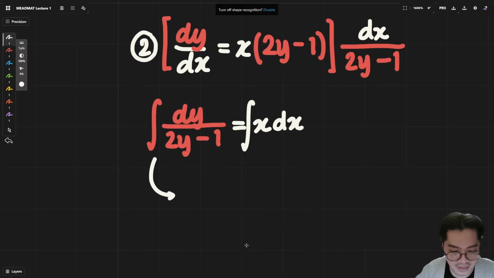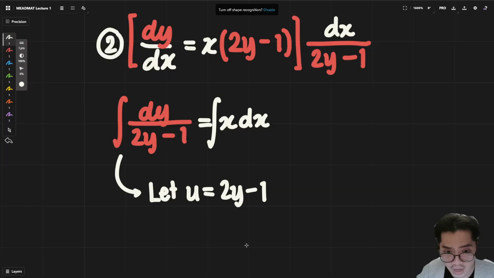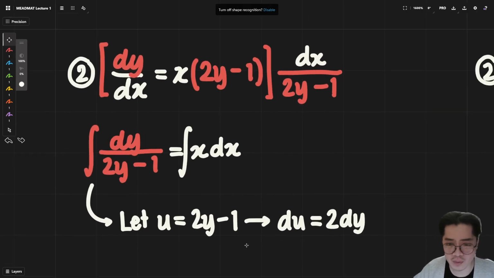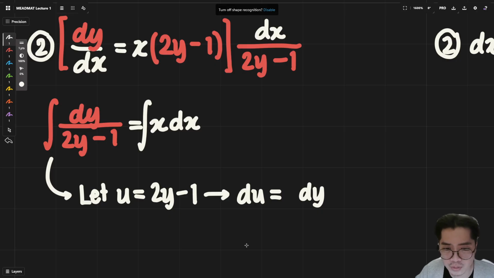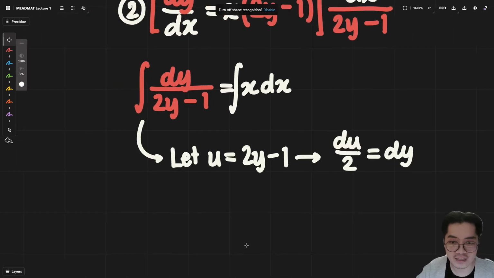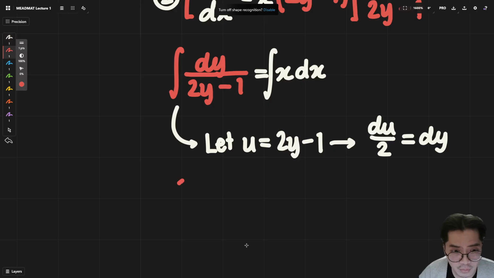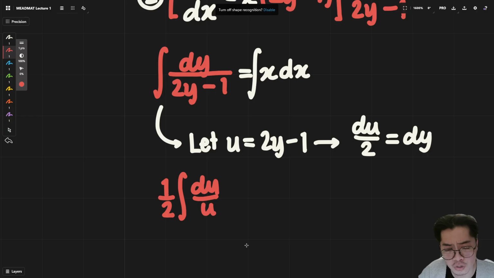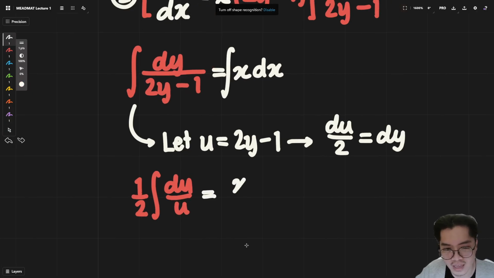If you guys do not see the way forward with this one, then you let your u be equal to your 2y minus 1. That is because your du is equal to 2 times dy. We have here a dy, so what we'll do is just remove that 2 and put it somewhere else, like here, right? Now we will have du over 2 is equal to dy, and then everything stems from there. We will get 1/2. Why is there 1/2? Because of this over 2. And then we will have du over u is equal to, in this case, this one is just x to the 1 plus 1 all over 1 plus 1 again, which will be x squared over 2.